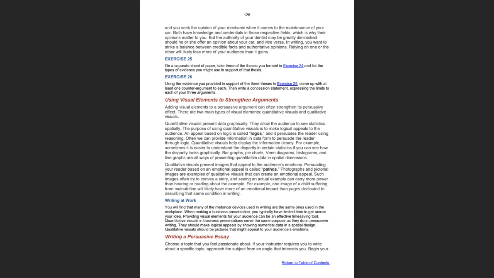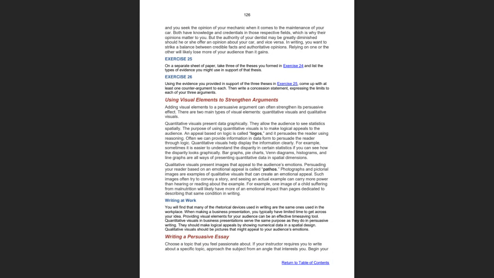All right, writing at work. You will find that many of the rhetorical devices used in writing are the same ones used in the workplace. When making a business presentation, you typically have limited time to get across your idea. Providing visual elements for your audience can be an effective time-saving tool. Quantitative visuals in business presentations serve the same purpose as they do in persuasive writing. They should make logical appeals by showing numerical data in a spatial design. Qualitative visuals should be pictures that might appeal to your audience's emotions. You may use graphs and stuff if you really want to. It's not required. They do recommend it, but if you're trying to write generally, I do not require you to use graphics or graphs of any kind.